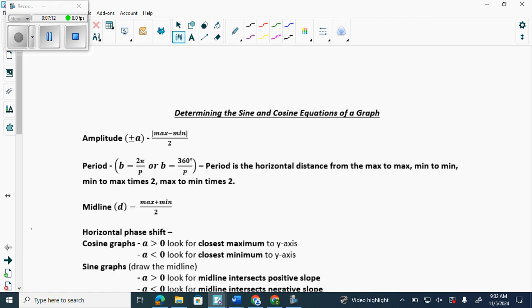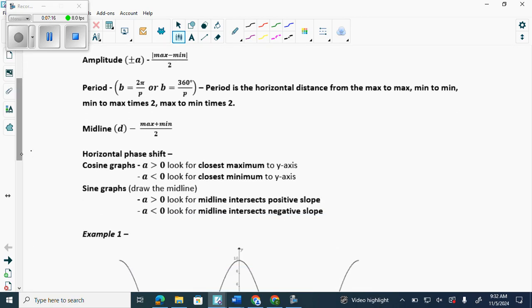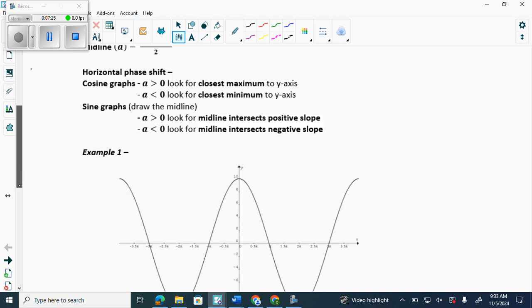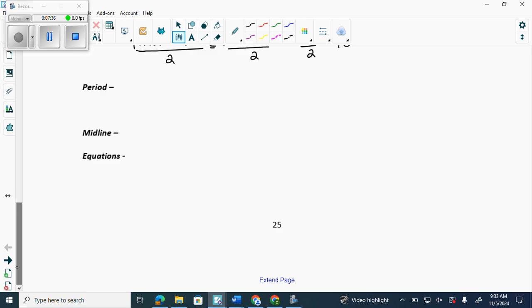What does the amplitude give me on an equation? A, right? The catch is, though, that the amplitude is the absolute value of A, right? So if my amplitude of this one is 10, I could actually have an A value that's negative 10, and an A value that's positive 10. And the absolute value of those would give me an amplitude of 10. You agree? So down at the very bottom, we're going to start writing our equations out.